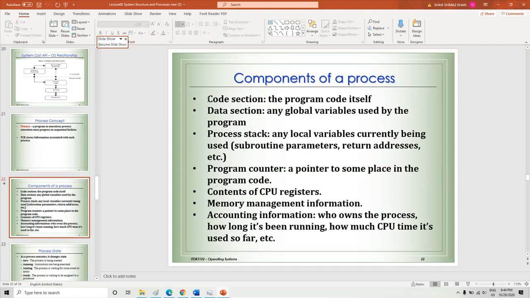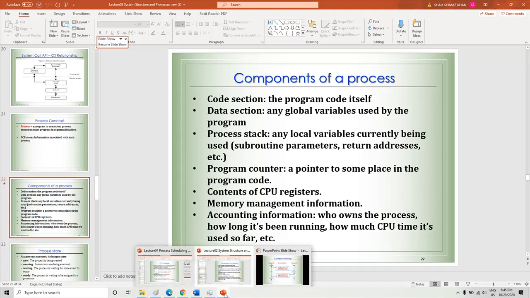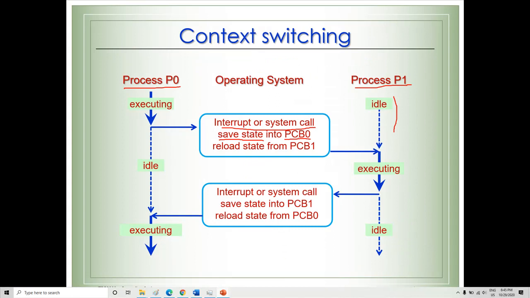What type of information? These are the types of information like code section, data section, process stack, program counter, CPU register values, memory management information, memory values, accounting information. All this information would be saved in its PCB. Each and every process has a PCB. If there are 100 processes running in a system, then there would be 100 PCBs. For each process, there would be a unique PCB structure.